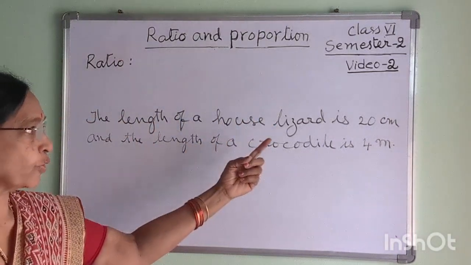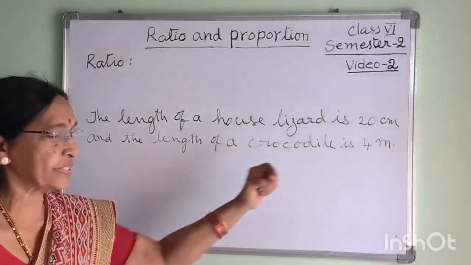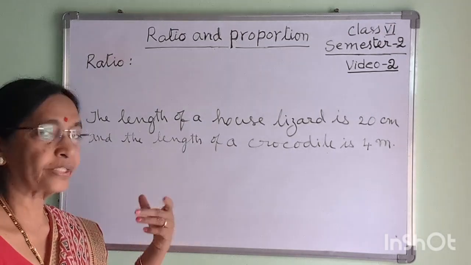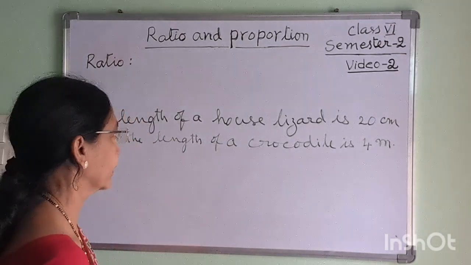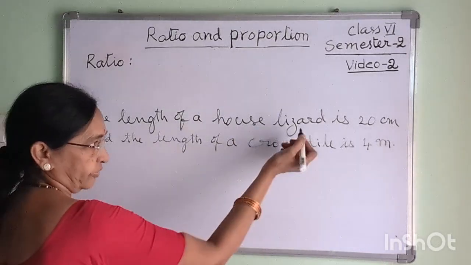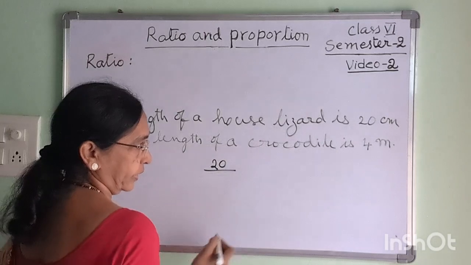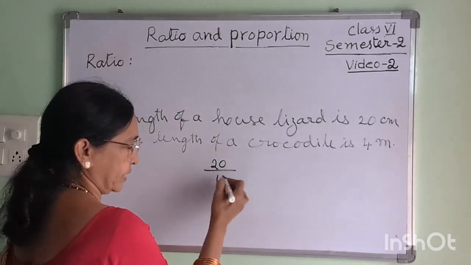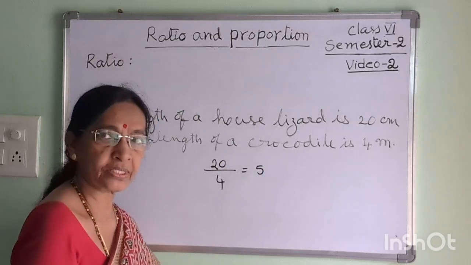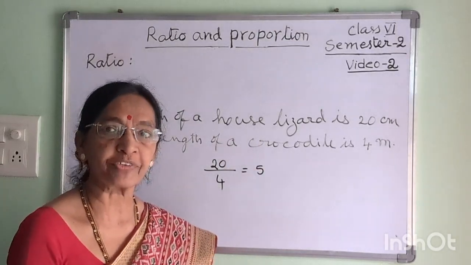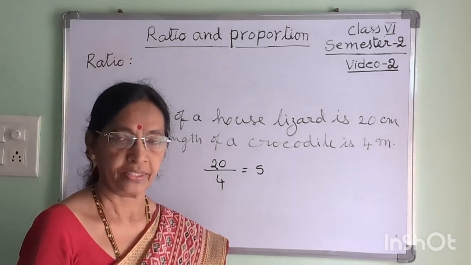The length of a house lizard is 20 centimeters and the length of a crocodile is 4 meters. Find the ratio of the lengths of the lizard and the crocodile. So, the length of the lizard is 20 centimeters and the length of the crocodile is 4 meters. Therefore, 20 by 4 is equal to 5. That means the lizard is 5 times longer than the crocodile.